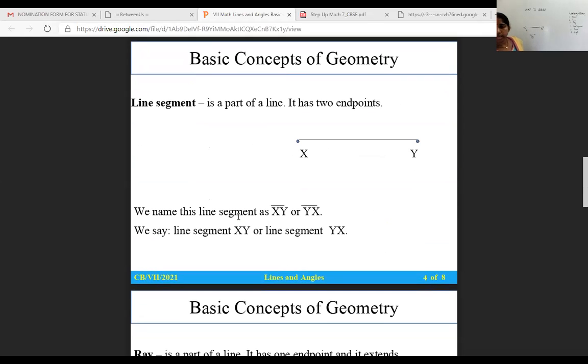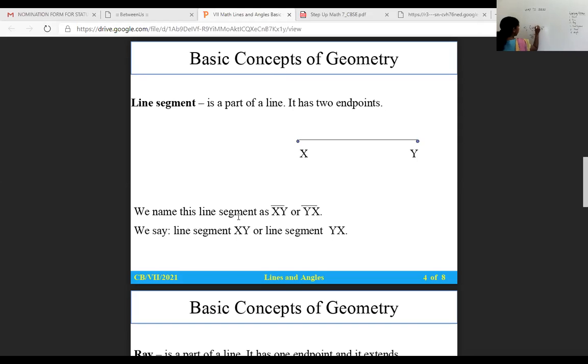So next come the line segments. What is a line segment? A line segment is a part of a line. You take a part of a line, that gives you a line segment. For example, this line AB can be extended to any side. But for a line segment, you keep a fixed length. For example, a 5 centimeter length of this line, from here to here. If I say it is 5 centimeters, this is a line segment.